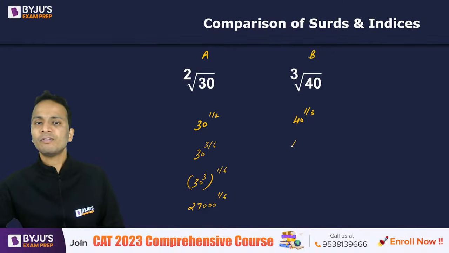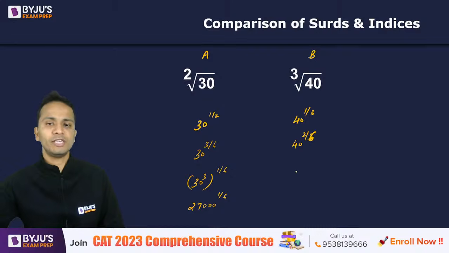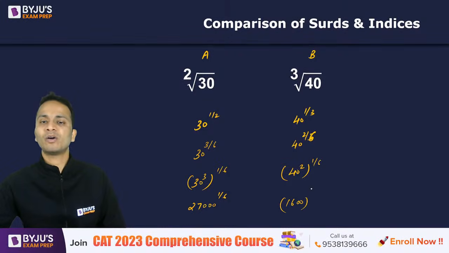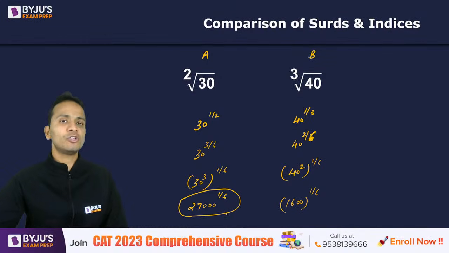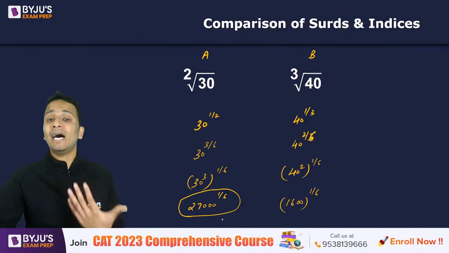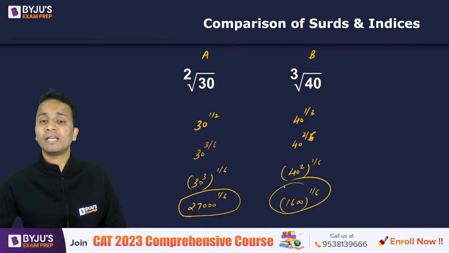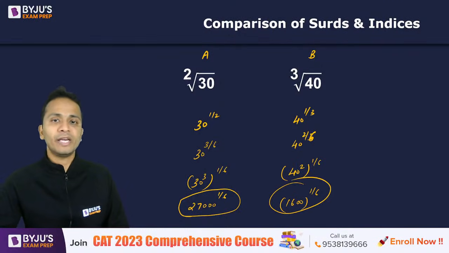Second one, 40 raised to the power 2 upon 3. Sorry, 2 upon 6. I wrote 40 raised to the power 2 upon 6. Then 40 squared whole raised to the power 1 upon 6, and then 1600 raised to the power 1 upon 6. So the first number, 27,000 raised to the power 1 upon 6, is way larger as compared to the second number. So A is greater than B, right?